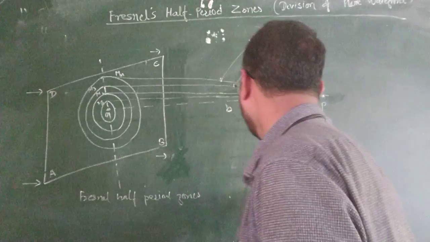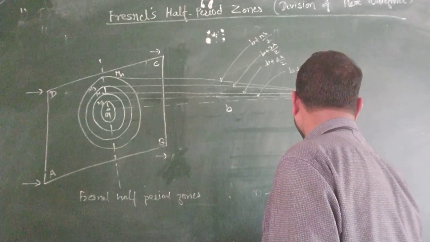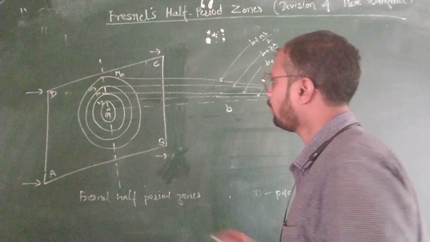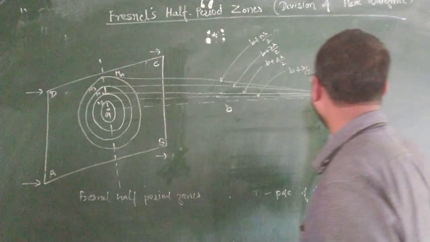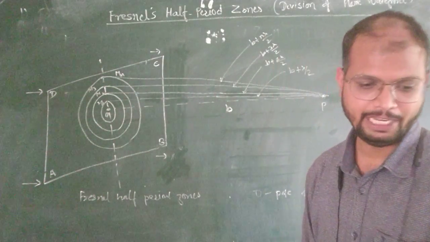What is O called? Pole of the wavefront. And the distance from the pole of the wavefront to the external point P is small b.